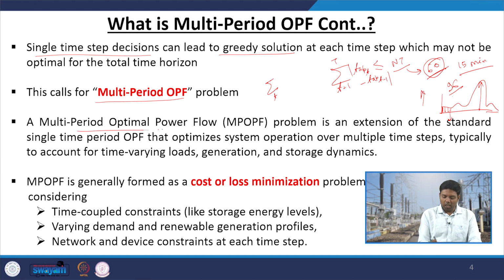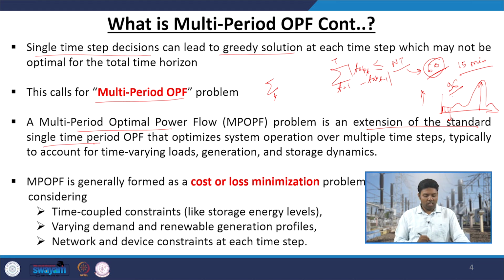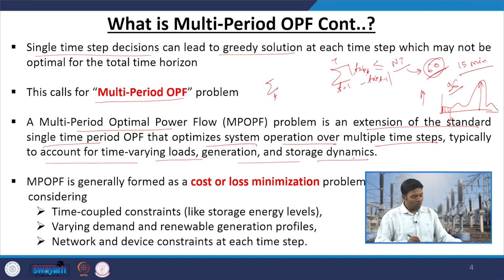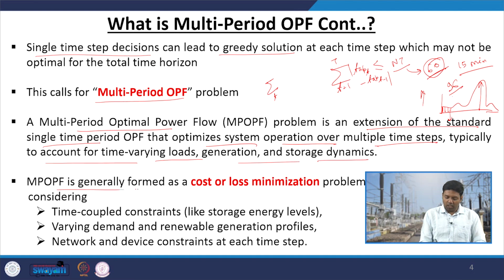So, a multi-period optimal power flow problem is an extension of the standard single time period OPF that optimizes system operation over multiple time steps, typically to account for time-varying loads, generation and storage dynamics. Okay? So, MPOPF is generally formed as a cost or loss minimization problem, and it has time-coupled constraints like storage energy level.